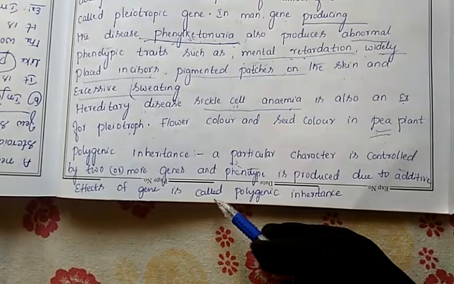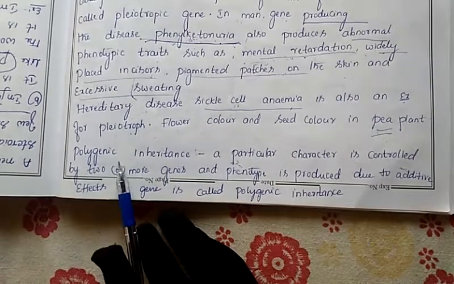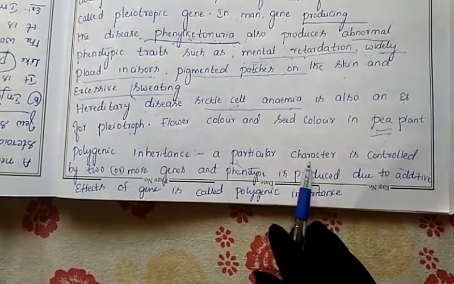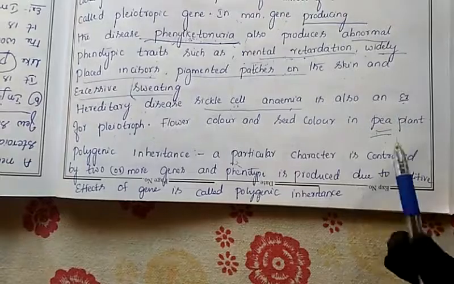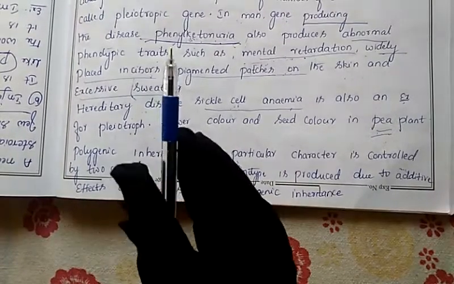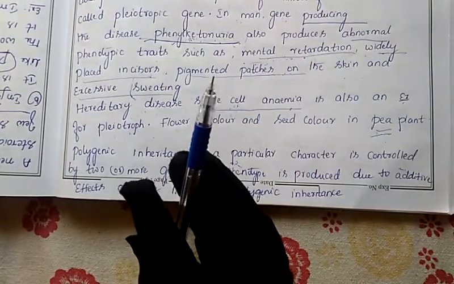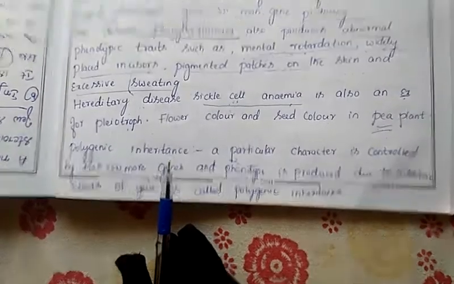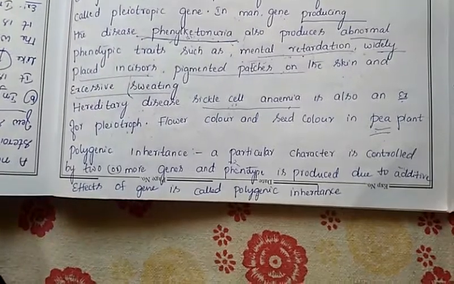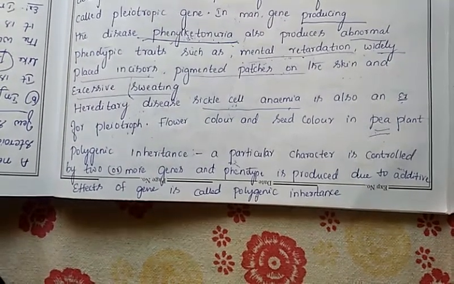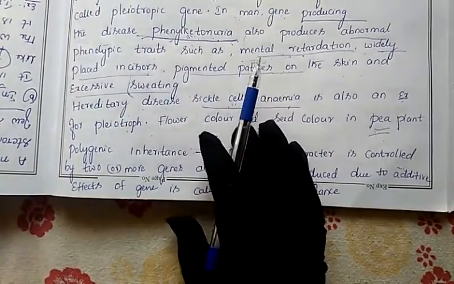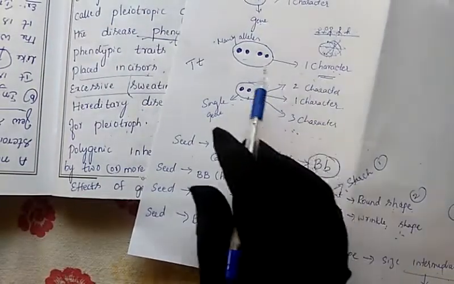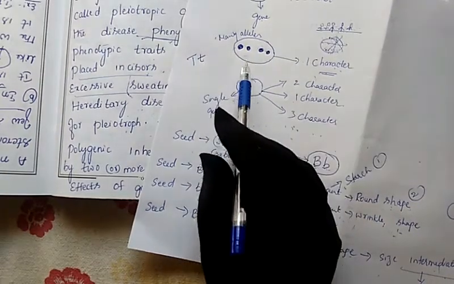As I said about multiple alleles, a polygenic condition is similar in that way. A particular character, a single character, is controlled by two or more genes, as I said before also. What is the meaning of polygenic? Many genes control only one character. Polygenic means many genes controlling one character.